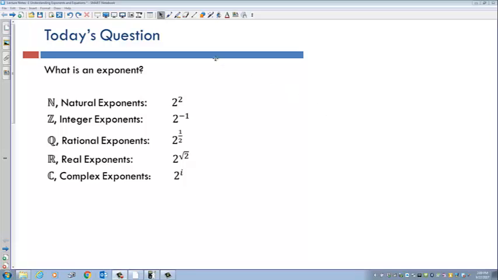So today we're going to talk about understanding exponents and equations. First, let's see if we can make sense of what an exponent actually is. So we start with this first one, 2 squared.